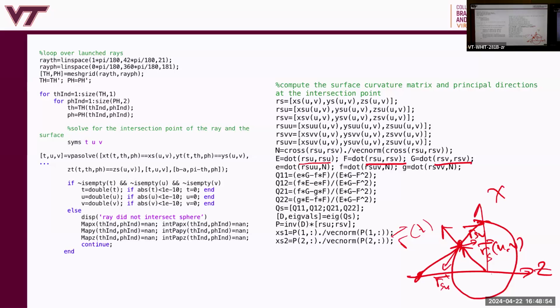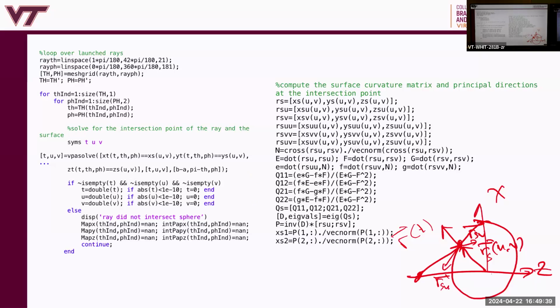Okay, now, then we calculate little e, little f, and little g as the dot product of RSUU with n, and RUV dotted with n, and RVV dotted with n, all right? Yeah? Okay, once we have the first and second fundamental form parameters, then we can calculate Q matrices next. Q11, Q12, Q21, Q22 in terms of those first and second fundamental form parameters. Once we have that, we can form the Q matrix of the surface, QS. Then we can use the eigen function in MATLAB to calculate the eigenvalues and eigenvectors of that Q matrix, right?